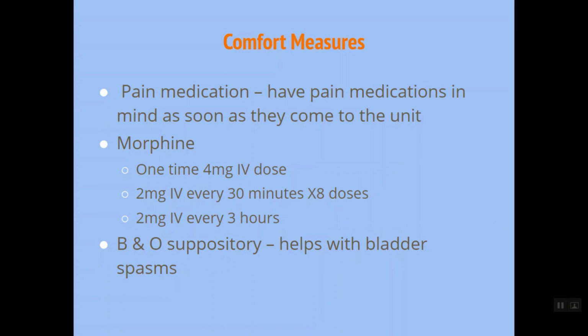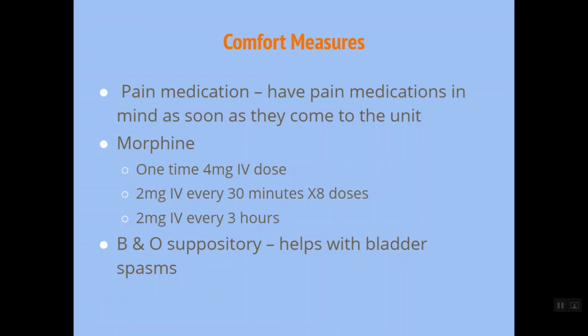As well, in addition to that IV pain medication, they're going to be able to have a BNO suppository. So the BNO suppository, basically, it's a muscle relaxant that's going to spread from the colon to the bladder, and it's going to help with those bladder spasms.